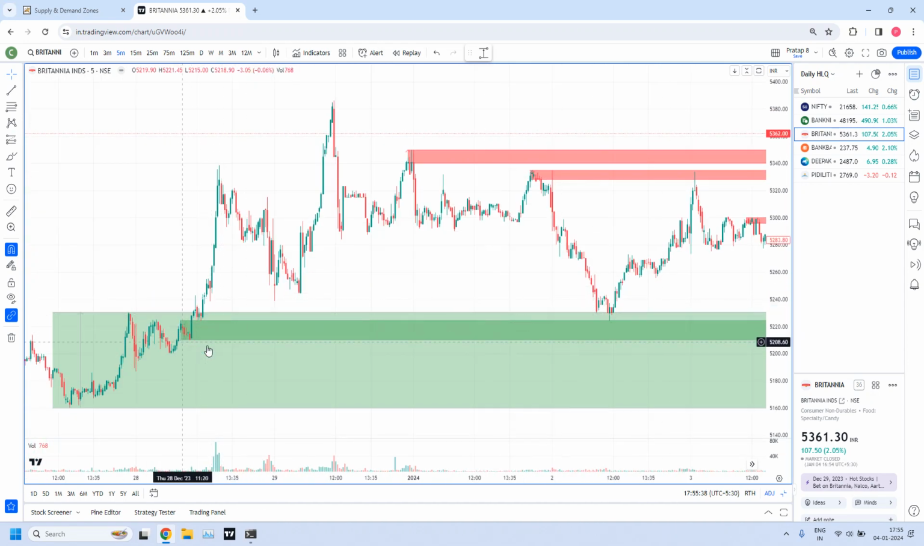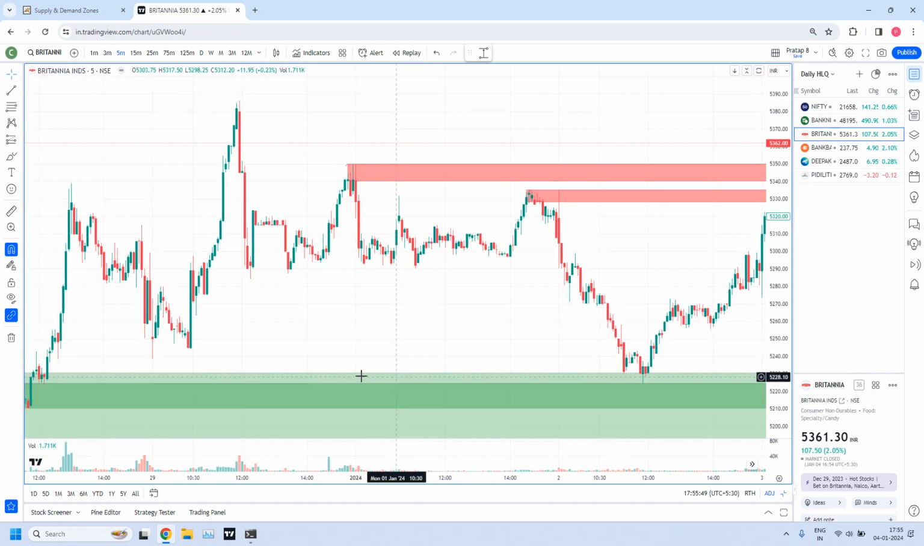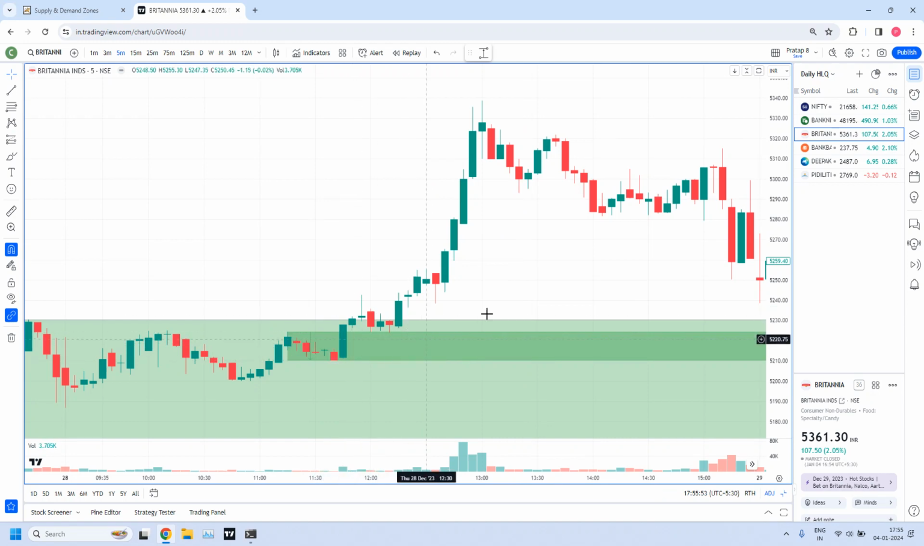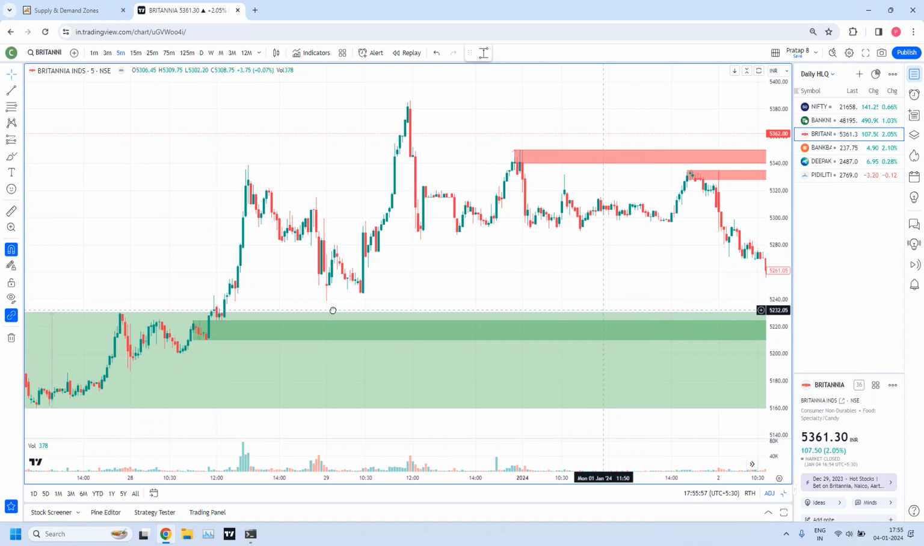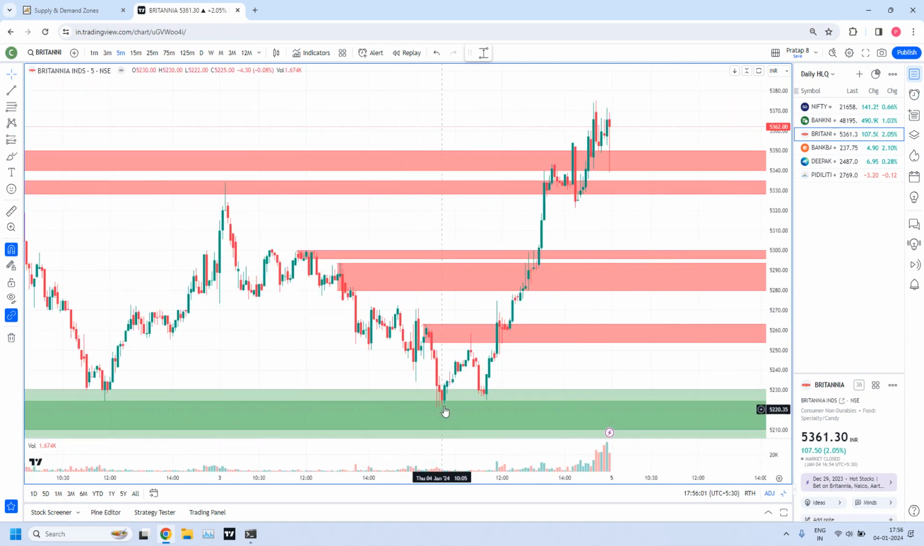And moreover, this 5 minute zone is also a high liquidity zone, which supports multiple tests. See, previously it was already tested 2 times and later again it is tested, and even again today it is tested twice. It has given 2 opportunities.